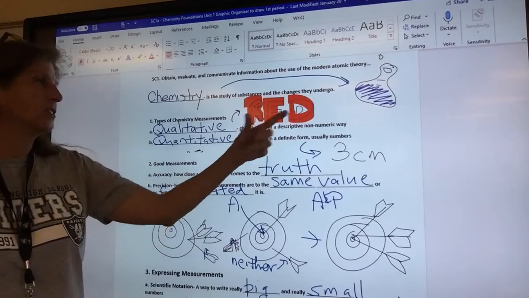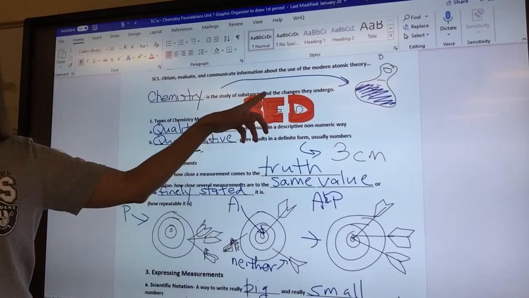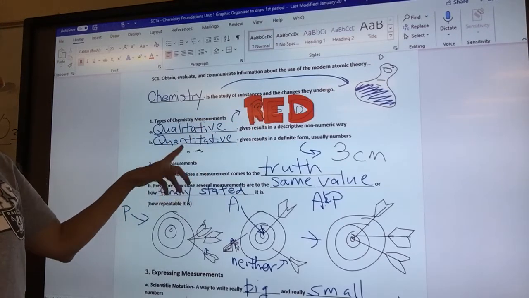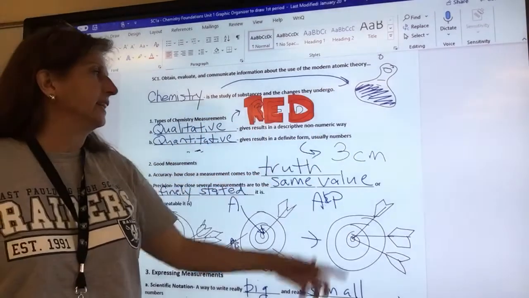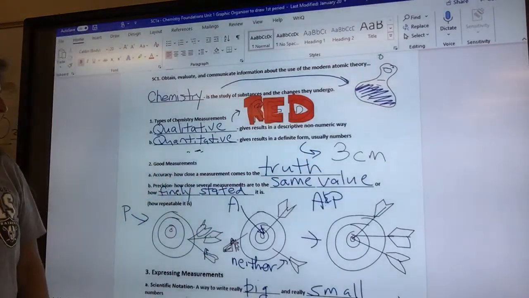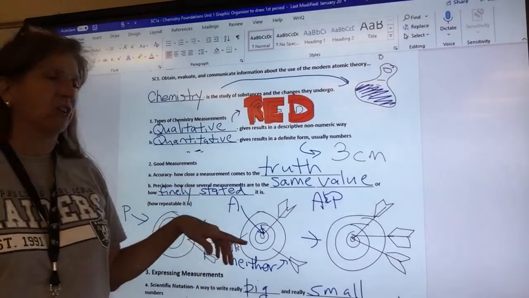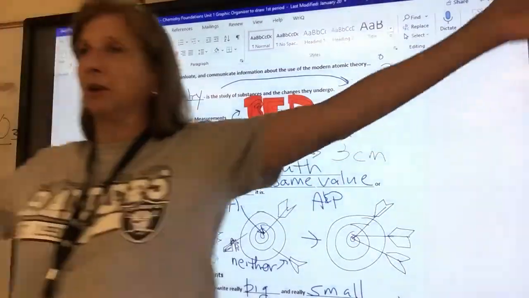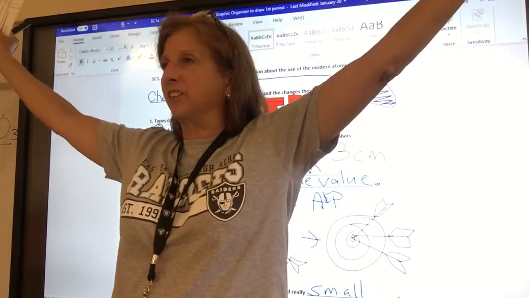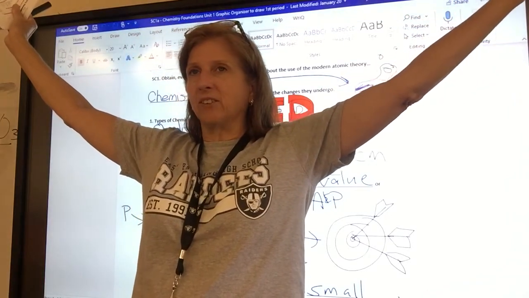Qualitative gives the result in a non-numeric way. For example, red. Red would be a way to describe something that would be its qualitative. Quantitative gives the result in a definite form, usually numbers, like 3 centimeters. Now, good measurements, accuracy and precision are not the same thing. So I'm gonna block it so you can't see it. What's the difference in accuracy and precision, do you think? Anybody got a guess? The difference in accuracy and precision?